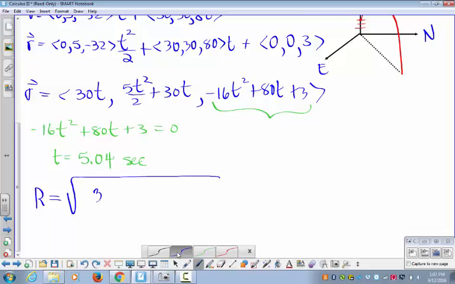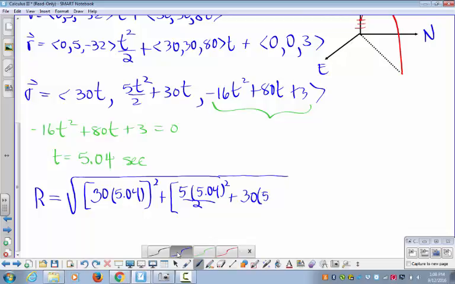So we're going to do 30 multiplied by 5.04, and that will all be squared. And then we're going to take the y component, put in our 5.04, so that will be squared right there, and divided by 2 plus 30 times 5.04, and then that whole quantity is squared. And so let me type that in and get that range.